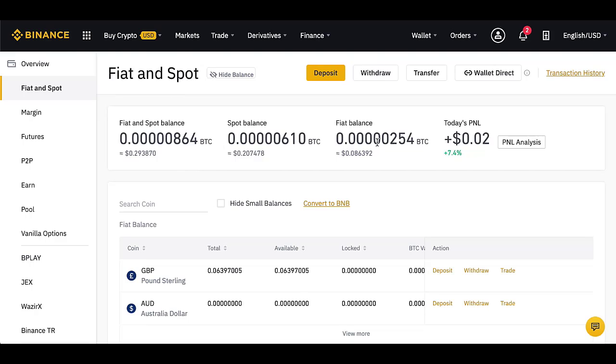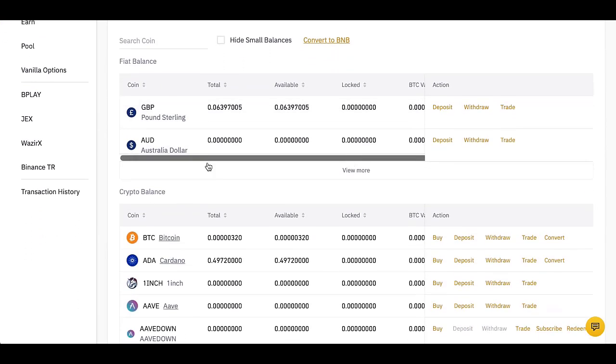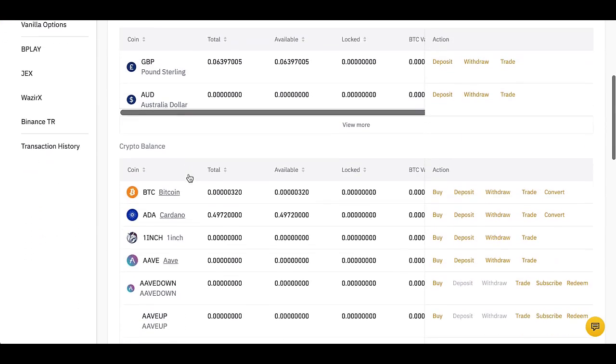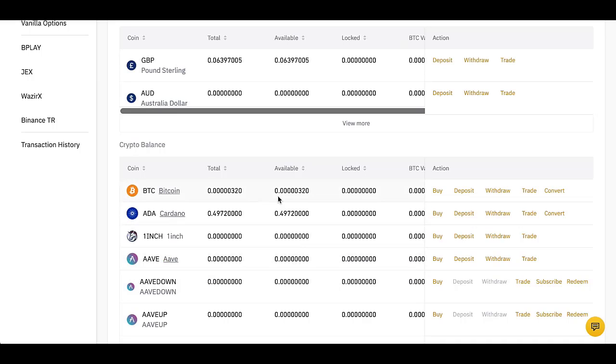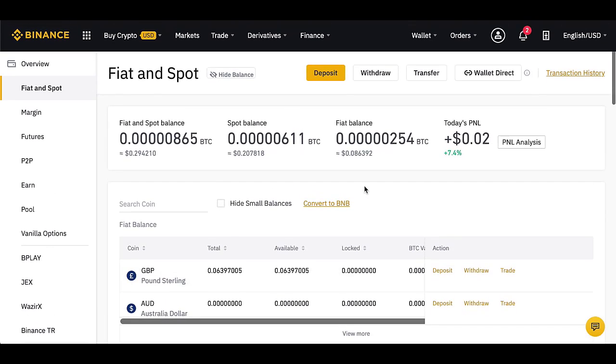Spot balance, fiat balance. Spot balance of cryptocurrencies, balance of your fiat currencies, and then a P&L analysis of each day in terms of how those cryptocurrencies have changed in value in the market for that day. And then you can see all your balances right here. So you can see my fiat currencies right here and then my cryptocurrency holdings down here. And you have lots of actions. You can buy, deposit, withdraw, and trade those. And it's going to take you through to all the screens that we've just been looking at.